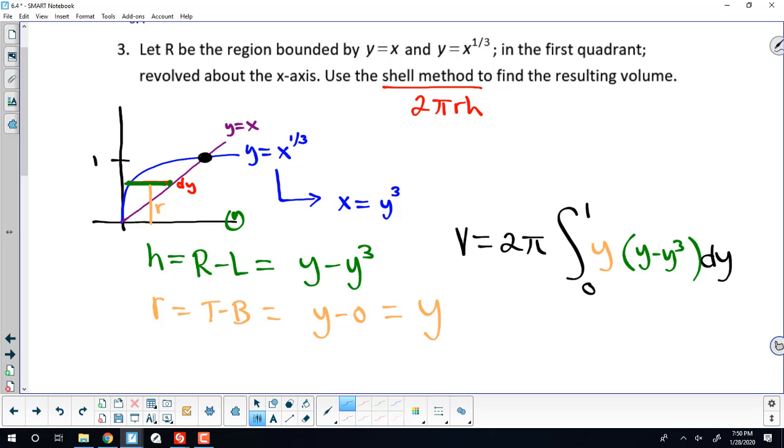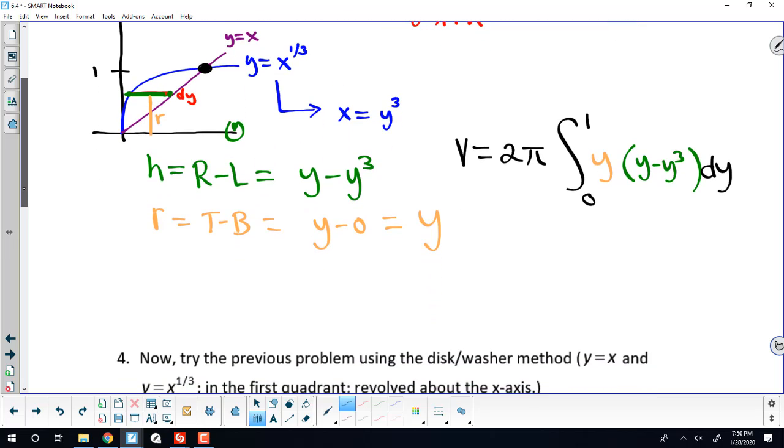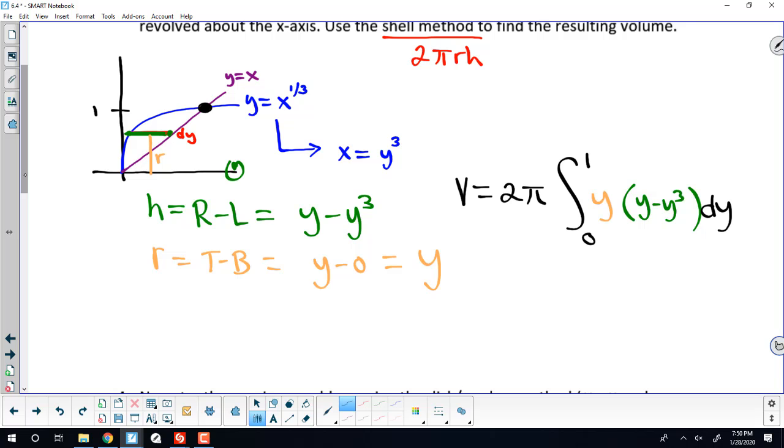Okay, so there's the setup for the volume. Does anyone have any questions? Yeah, how did you get the radius again? I know top minus bottom, but I guess what I did was I took the top function minus the bottom function. Okay, yeah, so for the radius, you wouldn't do the top function minus the bottom function because we're explicitly talking about what's the radius of that specific cylinder.